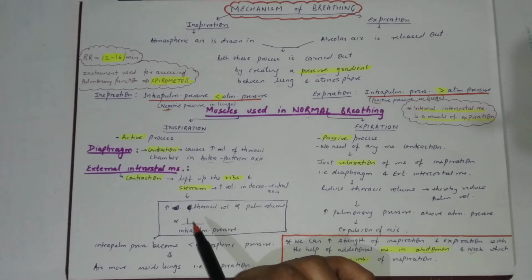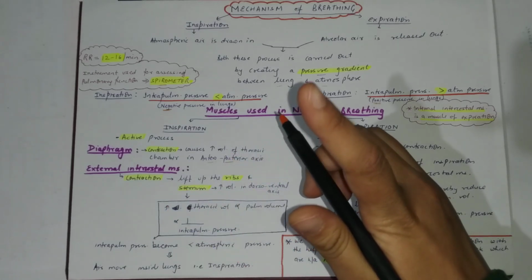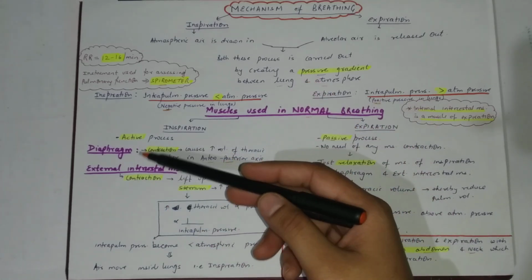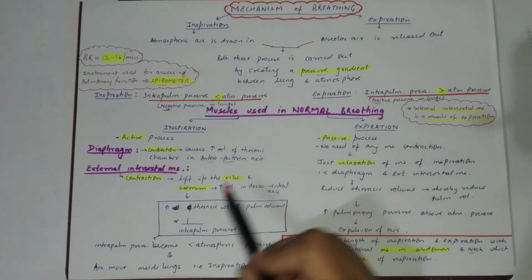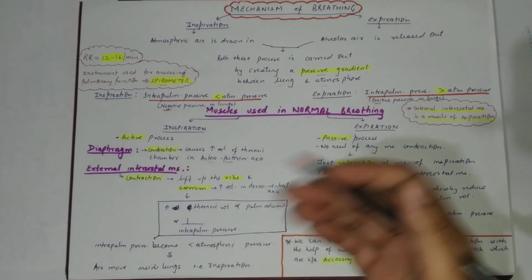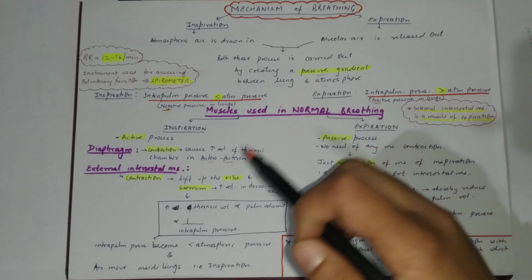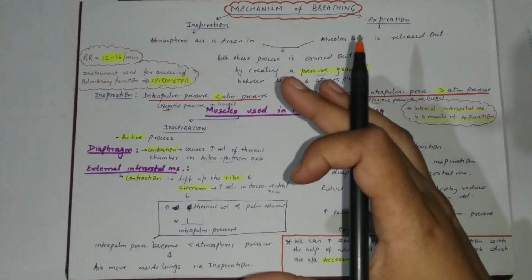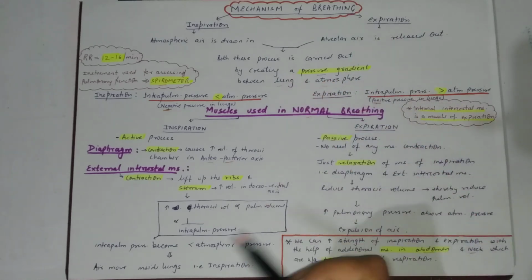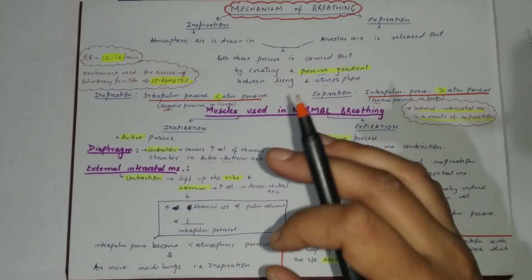As we know, any change in the volume of the thoracic chamber is directly reflected in the volume of the lungs. So when the diaphragm and external intercostal muscles contract, they increase the volume of the thoracic cavity, which directly increases the volume of the pulmonary cavity. And as we know, volume is inversely proportional to pressure. So whenever the volume increases, the pressure of that area decreases. So this will lead to a decrease in the intrapulmonary pressure below the atmospheric pressure. So air moves inside, that is, inspiration occurs.